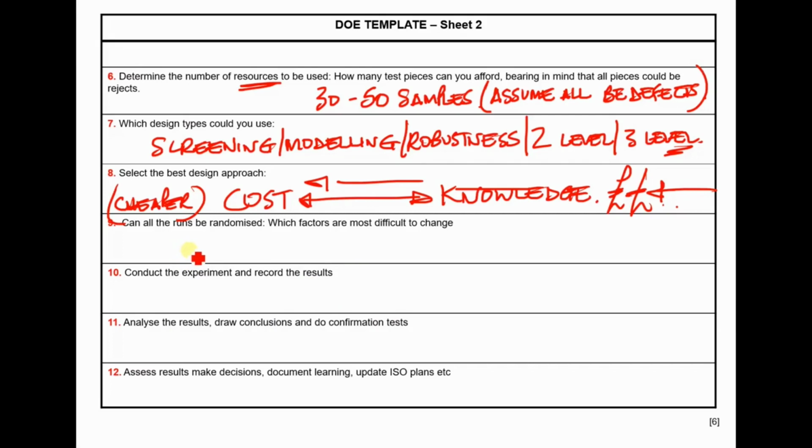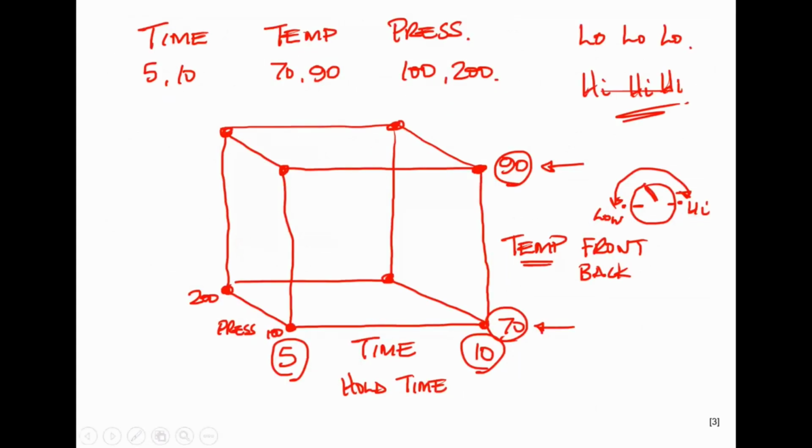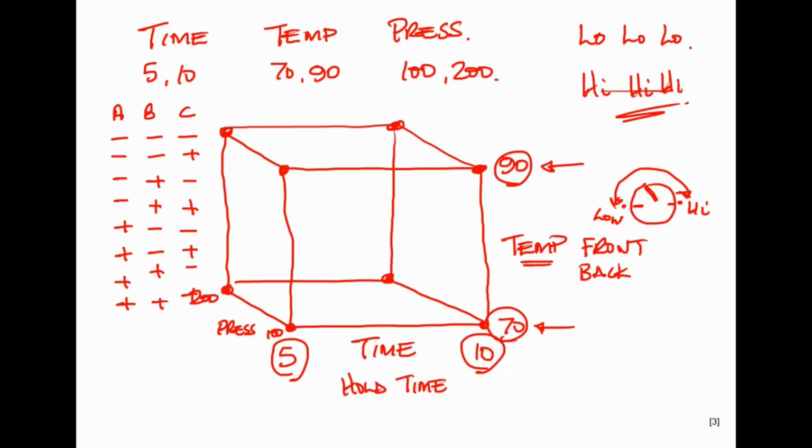Then it says, can all the runs be randomized? Randomization is a technique to protect you against variables that you didn't consider changing during the test. So if I go back to my design space a second, these 8 tests look like this. I'll just put them in as the minus values represent a low, the positive values represent a high. So we'll just put the pattern. And this is the pattern that describes this cube. Okay, so there it is. A, B, C. Now you could just do them as those 8 tests there in the order that they're published. But if you do that, you do run a risk.